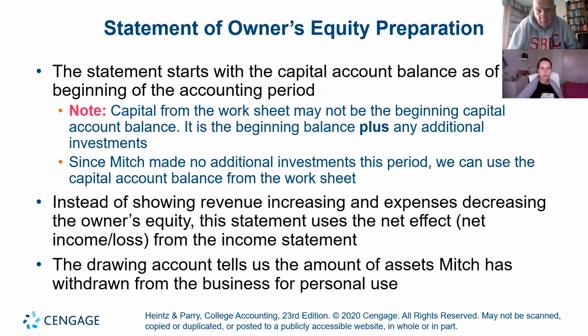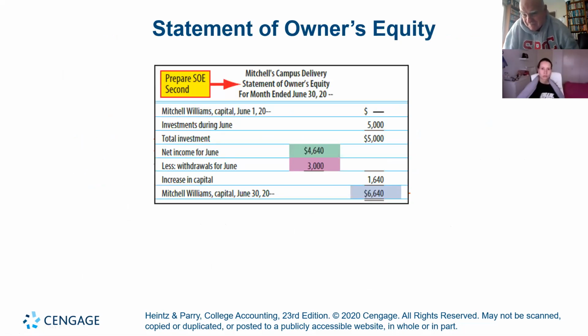This is the statement where we're going to compute the new capital balance. We're going to take the beginning capital, add the net income, subtract the drawings, and that's all we have to do. So we're going to start with the beginning capital. Capital from the worksheet may not be the beginning capital. That's okay. It's the beginning as far as we're concerned for this month. He made no additional investments. Instead of showing revenue increasing and expenses decreasing, this statement uses the net income. They're making it much harder than it needs to be with those words. Look at this page. This is the key right here.